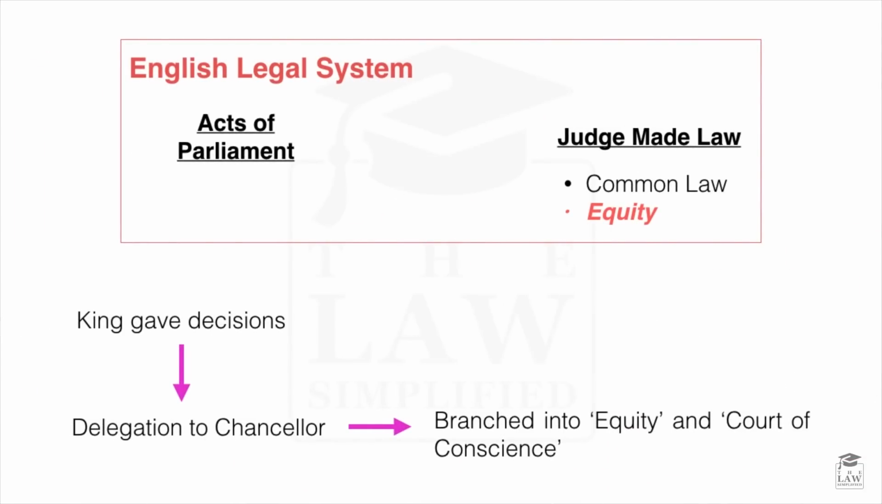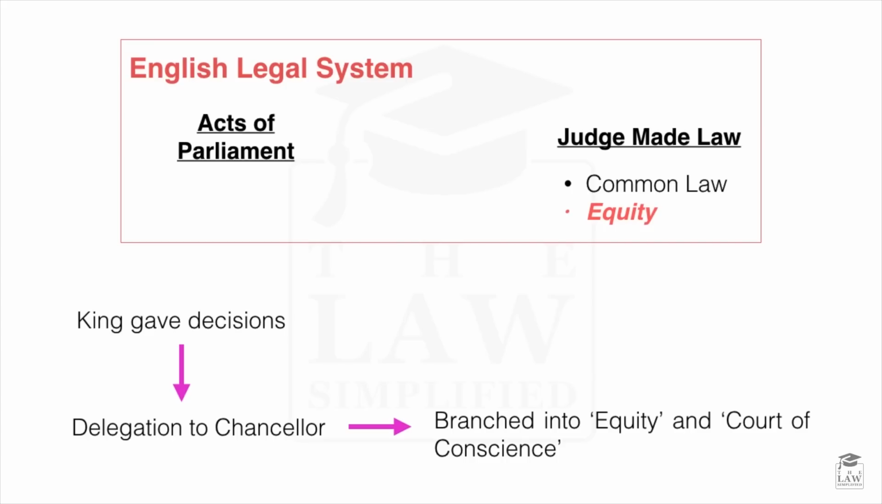The English legal system itself derives its legal principles, or the law itself, from either acts of parliament or judge-made law. Now, judge-made law is based on precedent but can be divided into common law and equity. Now, the origins of this historically is that when there was a question of conscience in play, the king would give his or her, queen in that case, decisions.